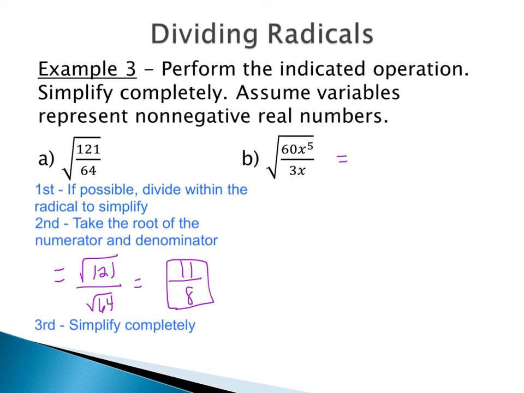For part B, looking at what we have inside the radical, it looks like we can simplify this. Remember, when we are simplifying, we still have the square root around it. So 60 divided by 3 would just be 20. x to the 5th divided by x, well, remember that's a power of 1 in the denominator, so x to the 5th divided by x to the 1st, subtract your exponents when you're dividing, you're left with x to the 4th. From here now, since we still have that square root, we do want to simplify.